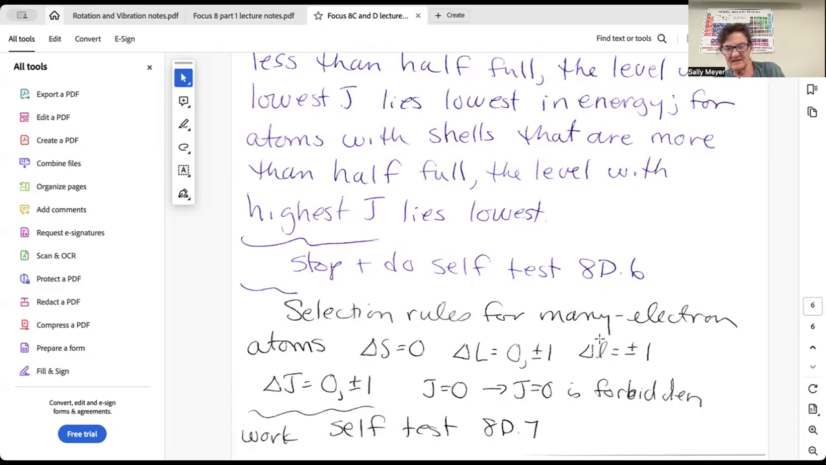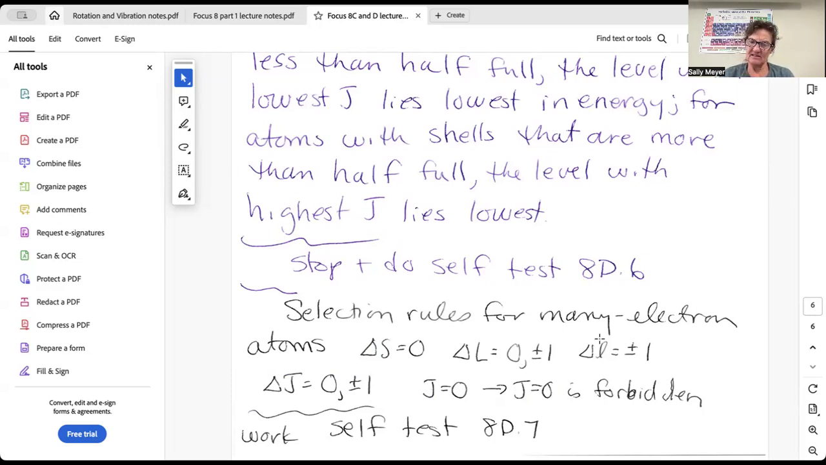And then the very last thing we want to think about is, for many electron atoms, just like hydrogenic atoms, you have selection rules. So not all transitions are allowed. So delta S equals 0, which means you can't change the spin of an electron. Delta L, the large L, is either 0 or plus or minus 1, but that has to correspond to the change in the orbital angular momentum of a single electron being plus or minus 1.